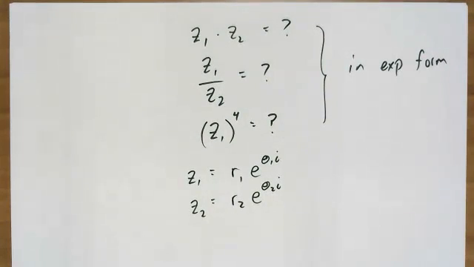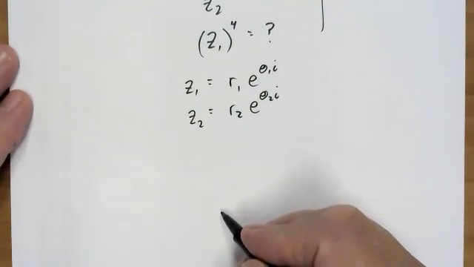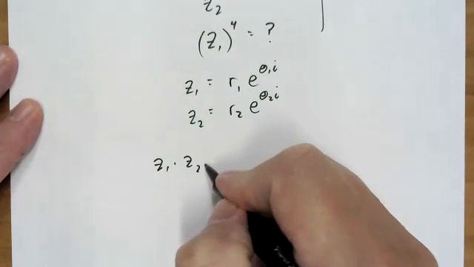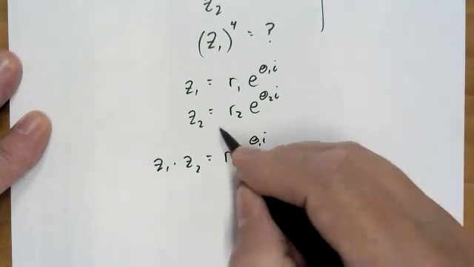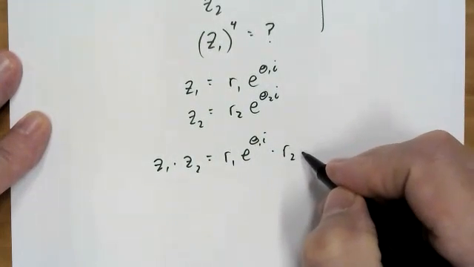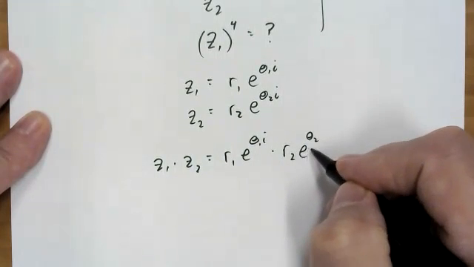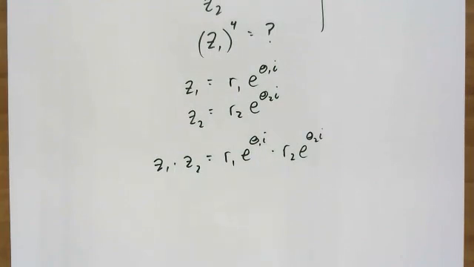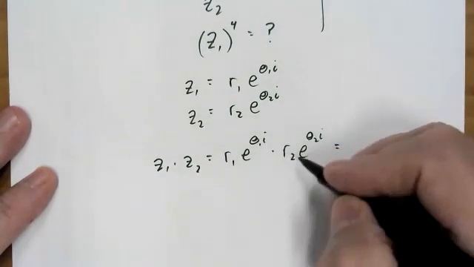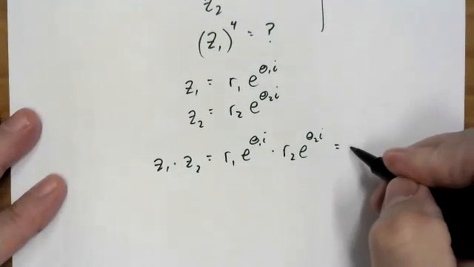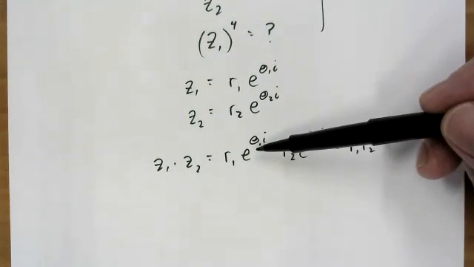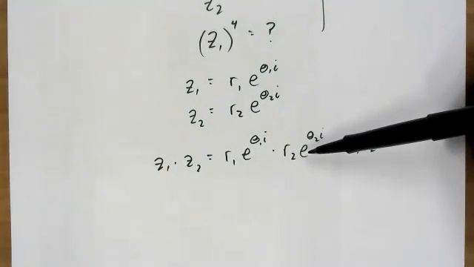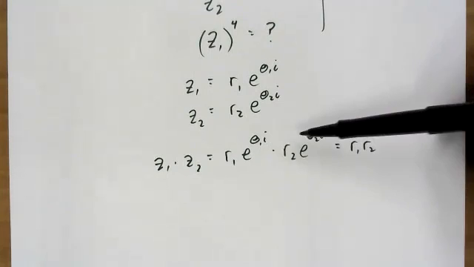So let's first see what happens if we multiply these: z1 times z2. z1 is r1 e to the theta 1 i, times z2, the second complex number, r2 e to the theta 2 i. Now, r1 and r2 are sort of like numbers or coefficients, so let's move them out front: r1 times r2. Now, if you remember your exponent rules, when you multiply two exponents with the same base, the product rule says you add the exponents.